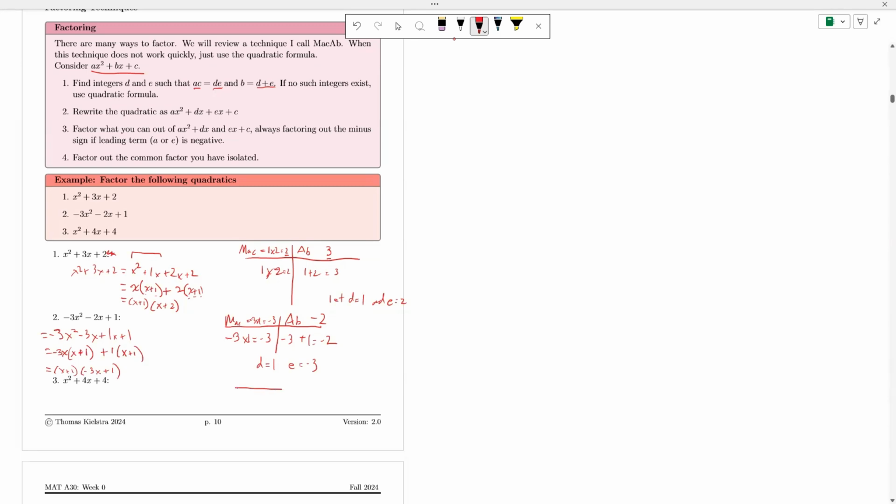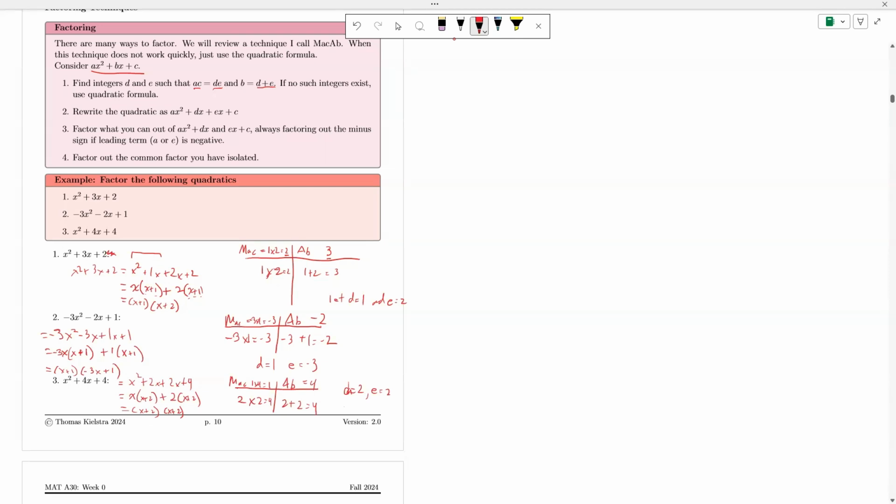And finally, we're going to do our last example. We are going to multiply AC, which is 1 times 4, to equal 4. We're going to add to B to equal 4. Well, 2 times 2 equals 4, and 2 plus 2 equals 4. So D equals 2 and E equals 2. So this is equal to x squared plus 2x plus 2x plus 4. Out of our first two terms, we can factor out an x, leaving x plus 2. And our second two terms, we factor out a 2, leaving x plus 2. Our common factor leaves us with x plus 2, x plus 2.